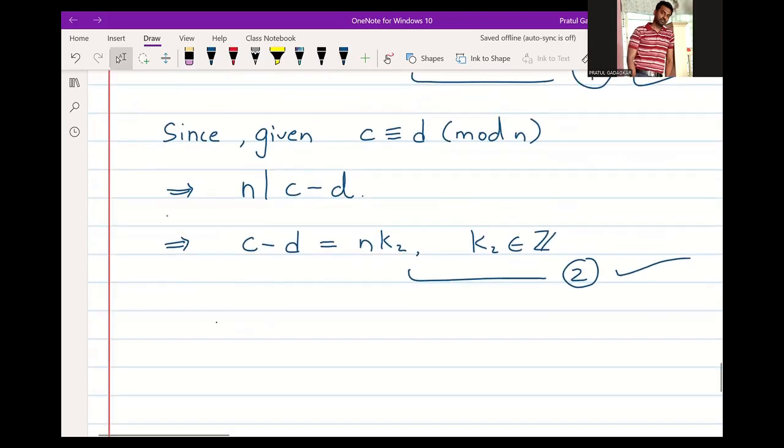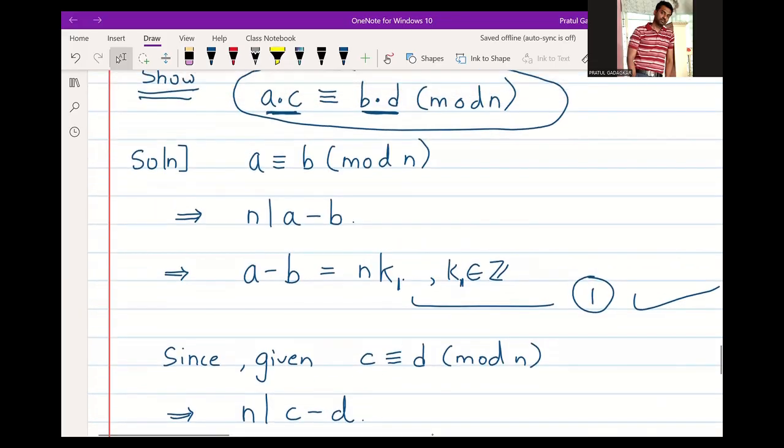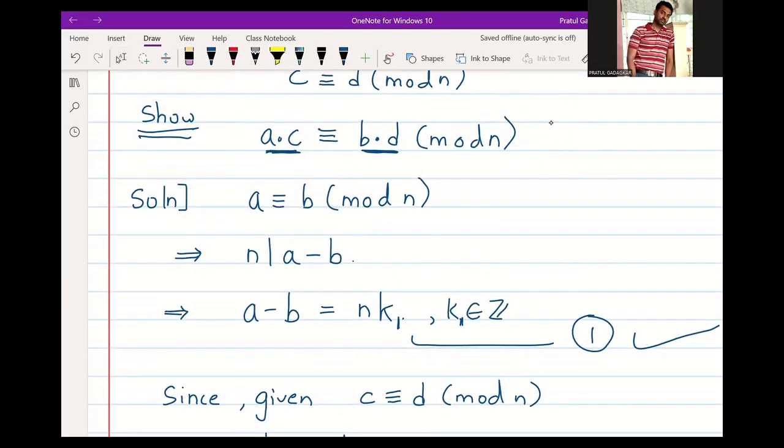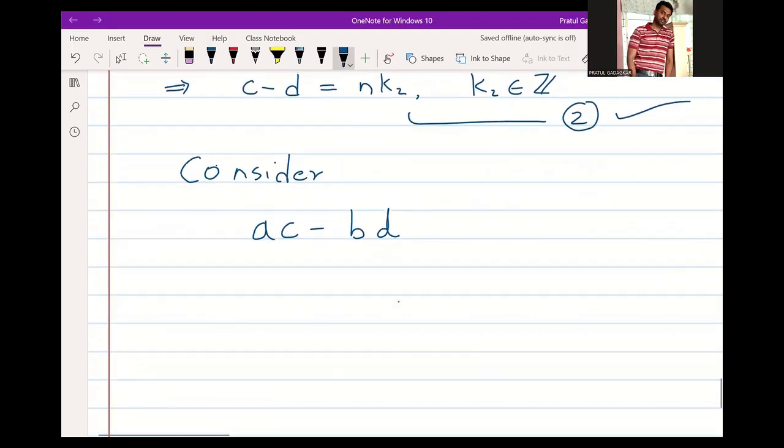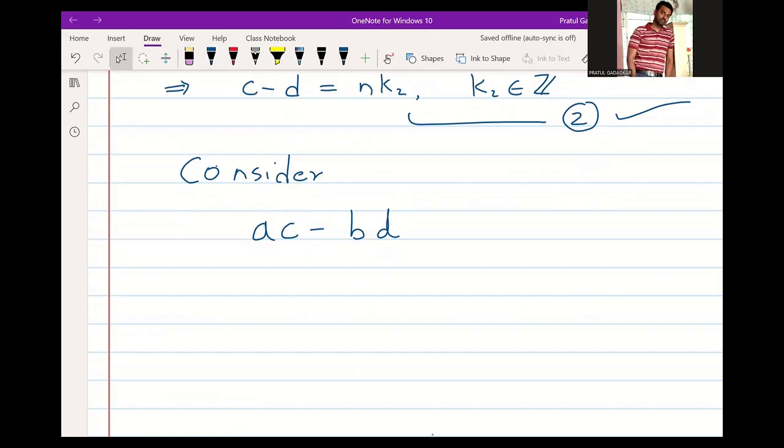Now let's go back to see what I actually want to prove. I want to prove that AC is congruent to BD modulo n. So I will subtract AC and BD. This is the crucial step of this particular proof. Consider AC minus BD. I'm going to expand it and change this expression so that it will be convenient for me.